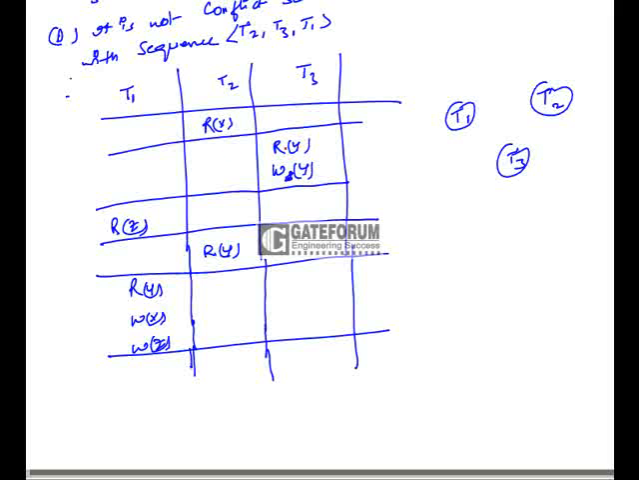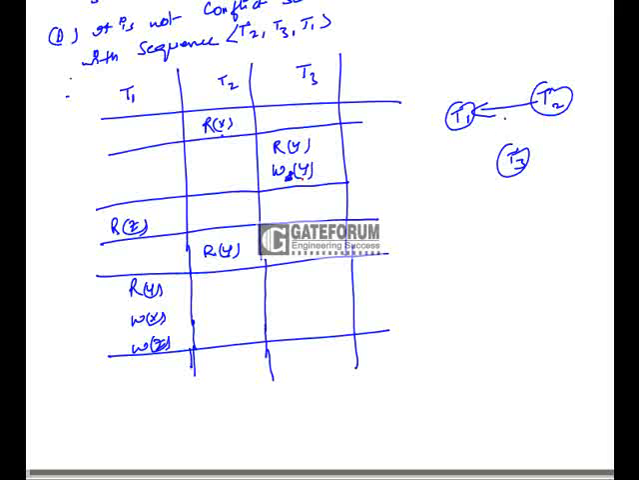So here conflicting operations are this read X and this write X. The order of these conflicting operations should not be changed. After read X by T2, write X by T1 should be performed. So there is an edge between T2 to T1.